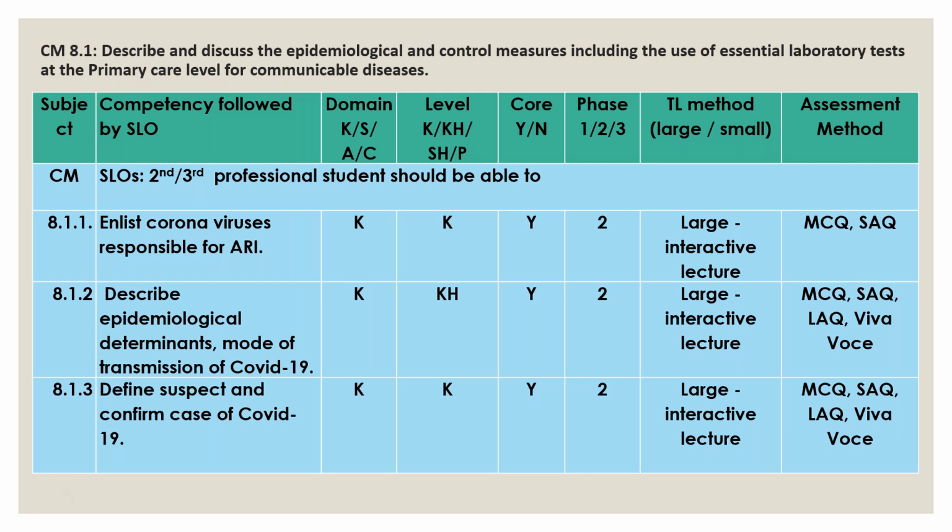And the learning objective as per the topic will be taught either in the second semester, second professional or third professional, depending on the institute. So at the end of second or third professional, students should be able to enlist various coronaviruses responsible for ARI. They should be able to describe epidemiological determinants and mode of transmission of COVID-19. They should be able to define what is meant by suspect and confirmed case of COVID-19. Next slide, please.